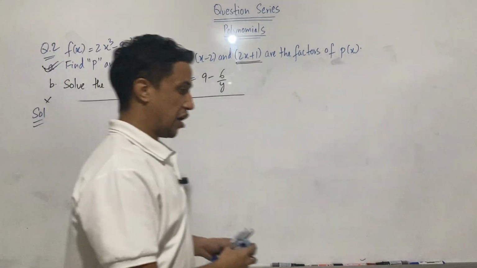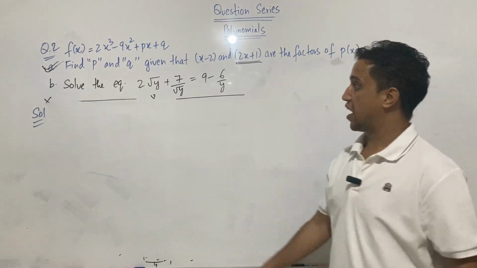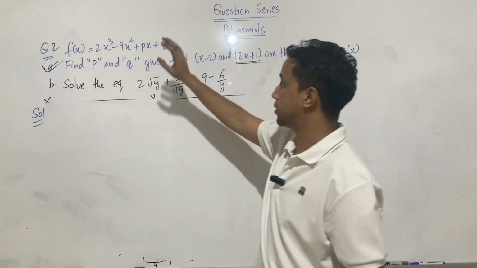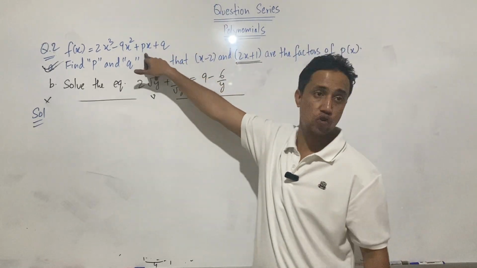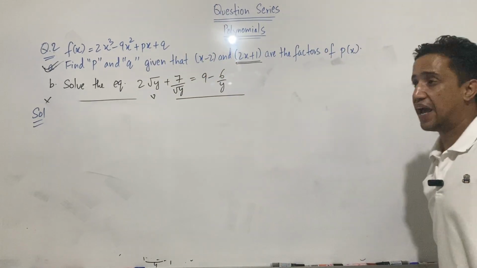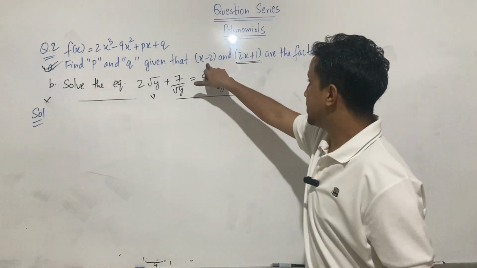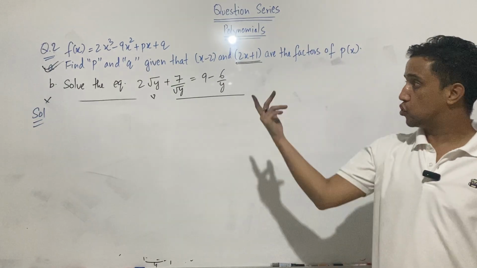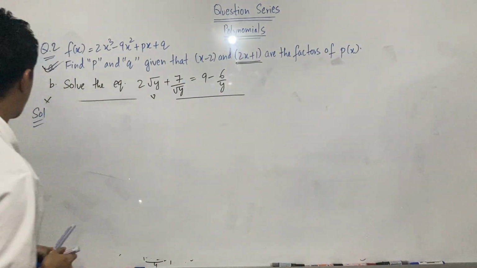All right, so our question number 2 is we are given a cubic polynomial. We have to find the values of P and Q, okay? And it is given that these two are the factors of this cubic polynomial. So let's start with the solution.